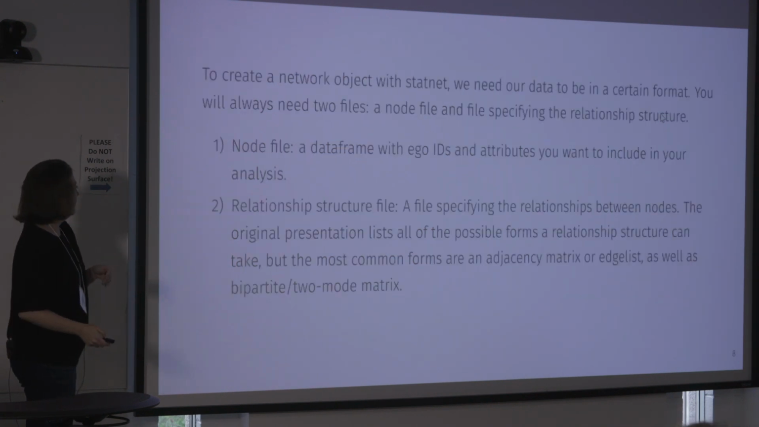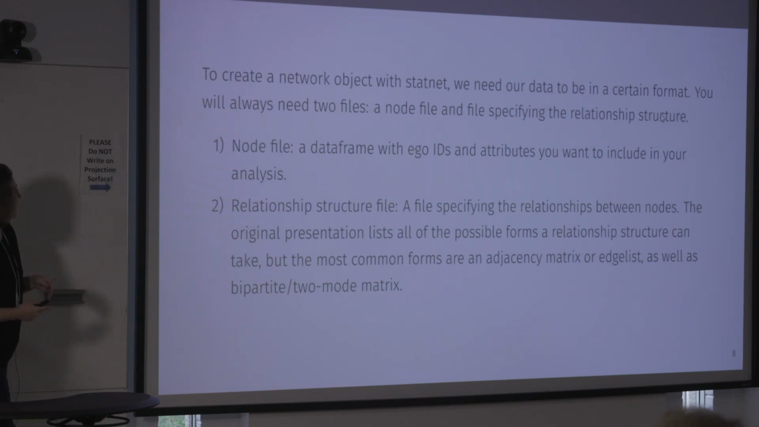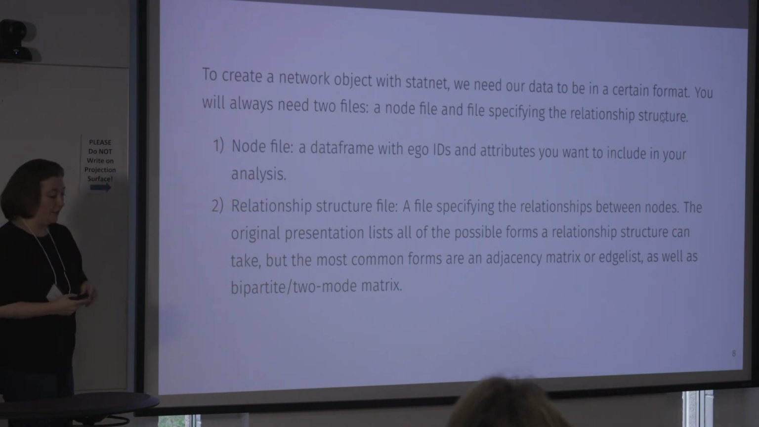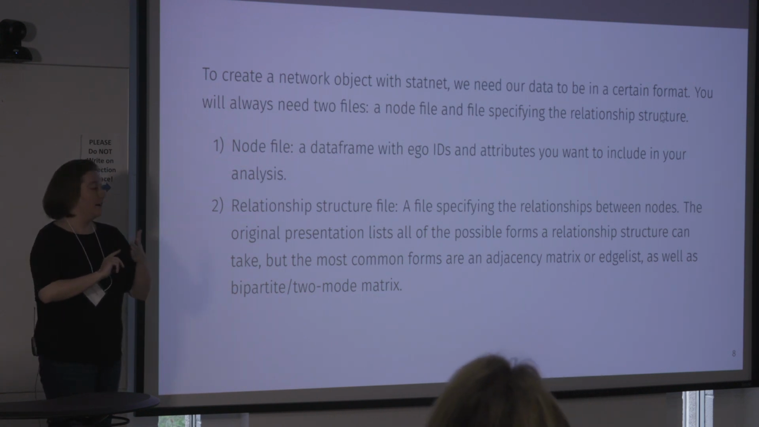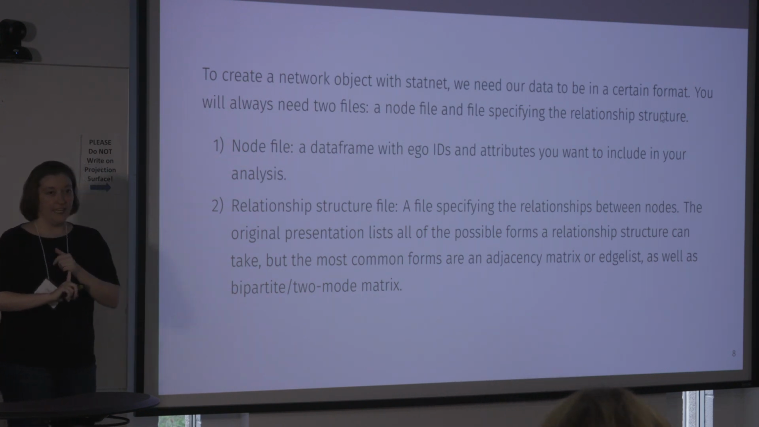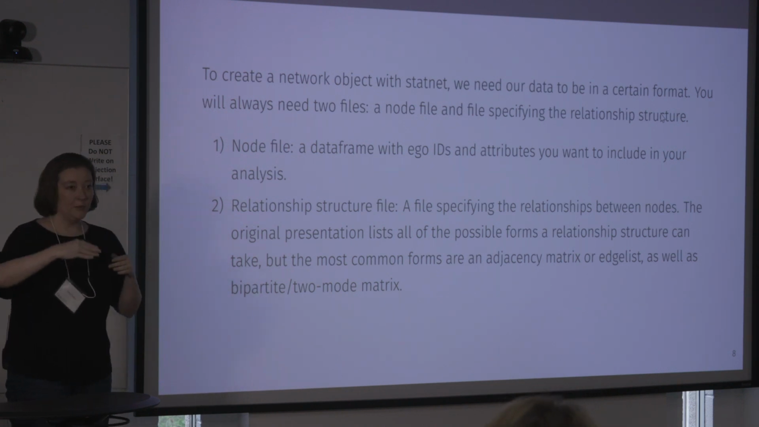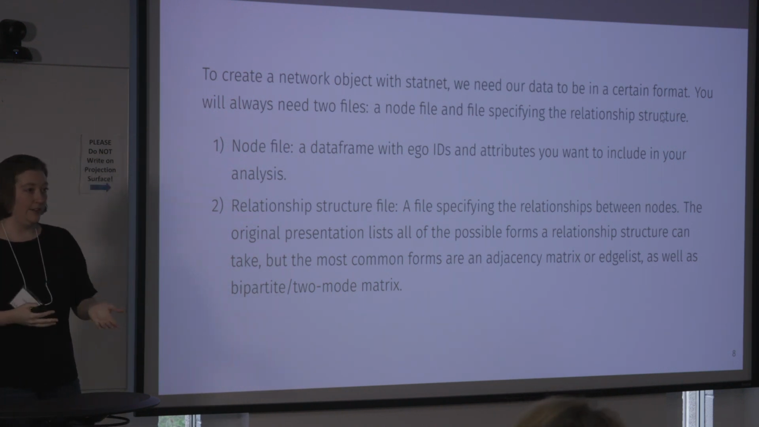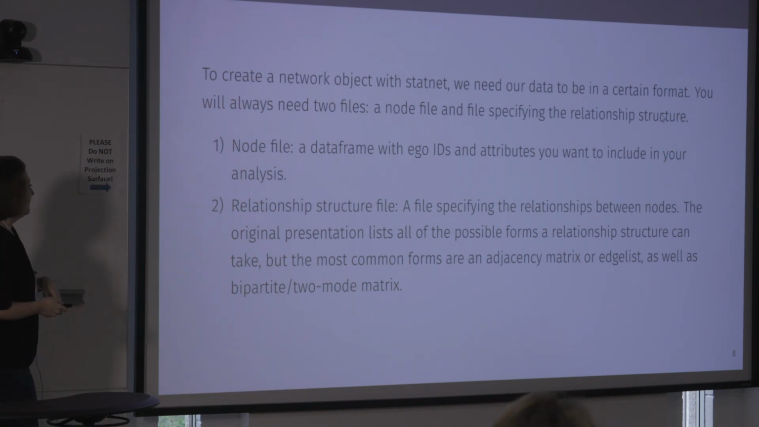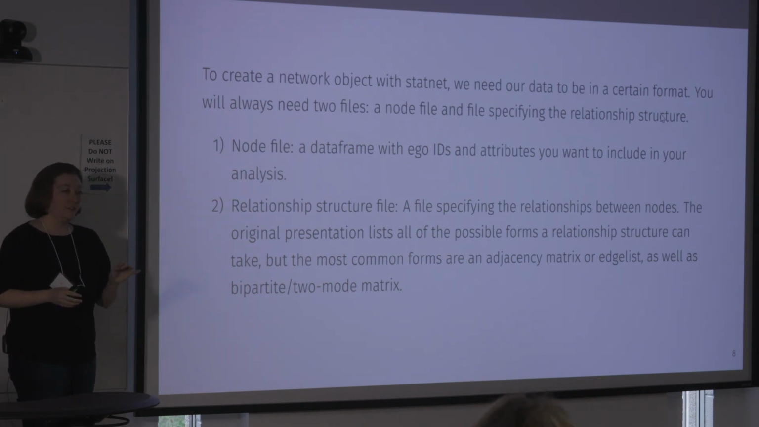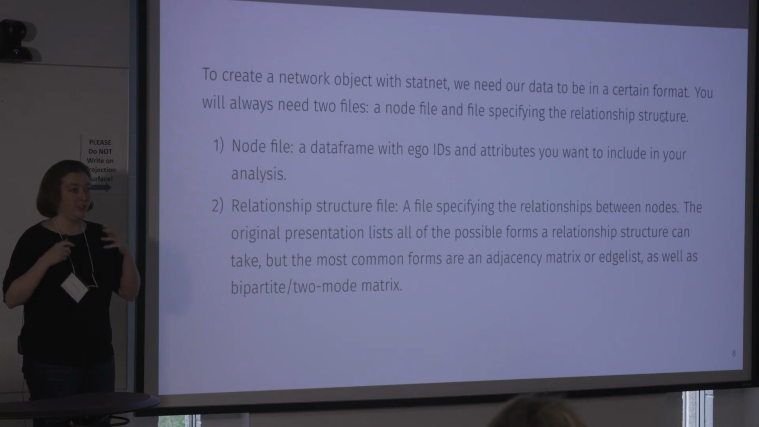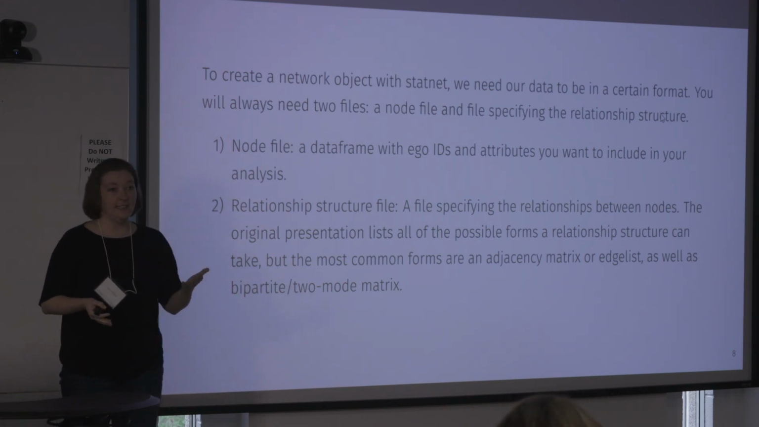Okay, so to create a network object, the first thing we need are two files. We need our node file, which is a data frame of all the individuals or organizations, depending on what your level of analysis is in the data set. And then the second file is your relationship structure. The relationship structure file can come in a number of different ways, depending on your own personal preference or the data set you have.